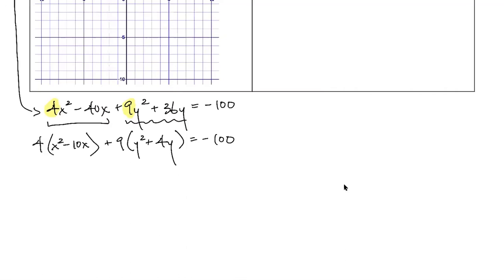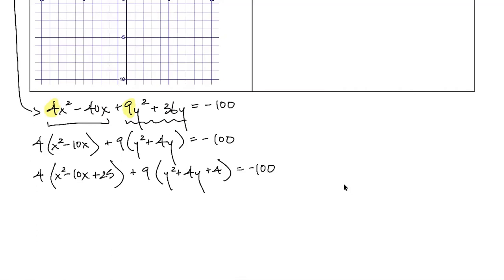All right, let's complete the square. 4x squared minus 10x plus, half of 10 is 5, 5 squared is 25, plus 9y squared plus 4y, half of 4 is 2, 2 squared is 4. And now I have to figure out what numbers to add or subtract to the other side. So I have this 4 and this 25.